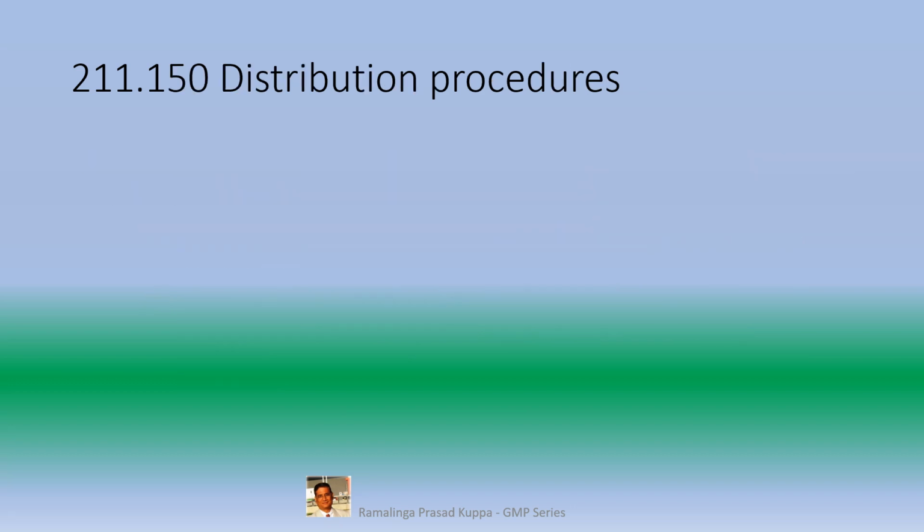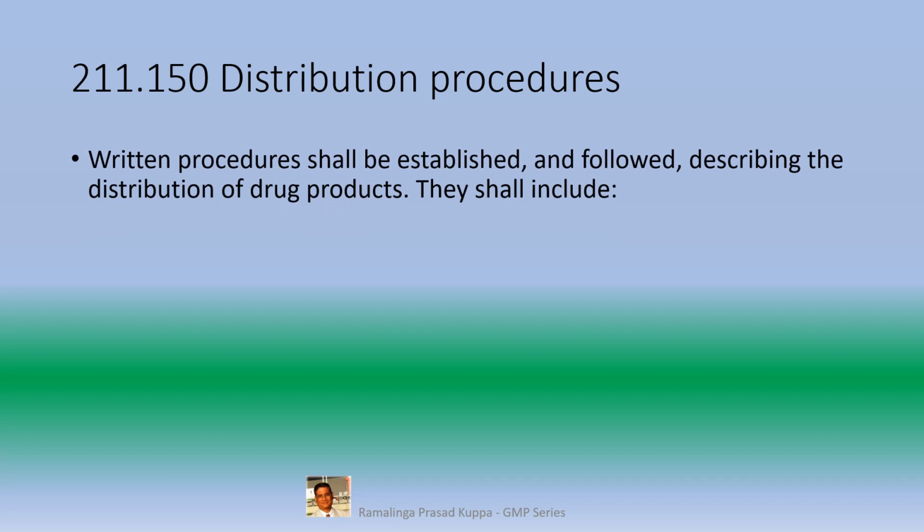Let us see the prescription under 211.150, the distribution procedures. Written procedures shall be established and followed describing the distribution of the drug products. Distribution of the product is another important aspect. Distribution must be done under similar conditions as stored. In addition to the temperature and humidity conditions, there are additional prescriptions for the distribution of the product.